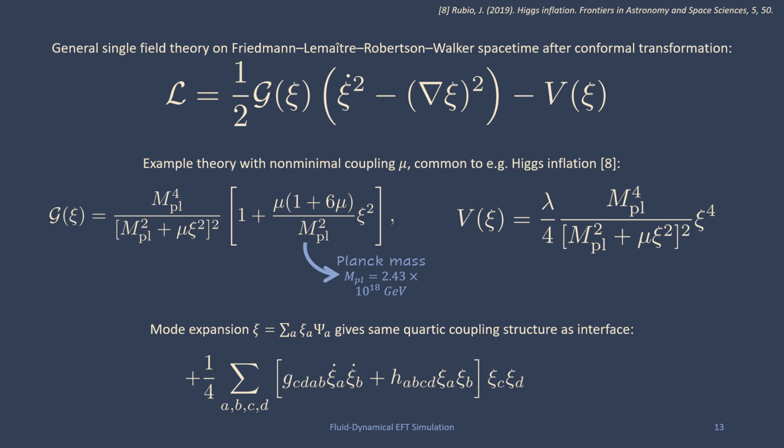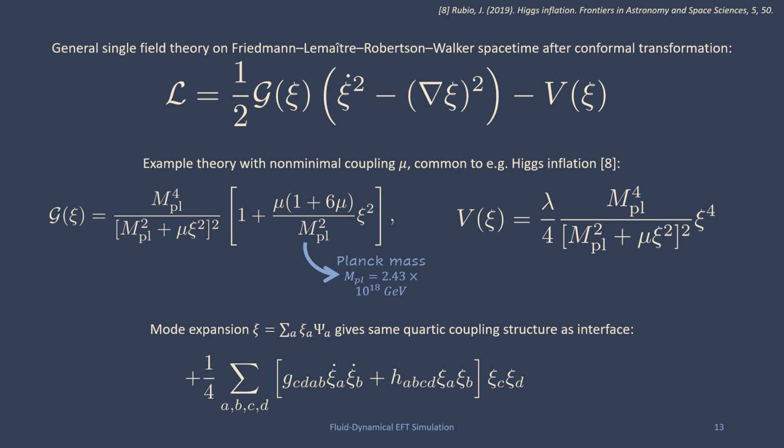Here, V is the potential and G is the field space metric, which makes the kinetic term non-canonical for theories that are non-minimally coupled to gravity. We can compare this to our fluid Lagrangian by expanding the field in terms of modes. If the field space metric has a term proportional to unity, we keep the canonical kinetic term present in our Lagrangian. If it also has a term proportional to xi squared, then we obtain quartic coupling terms of the same form as those in the fluid Lagrangian.